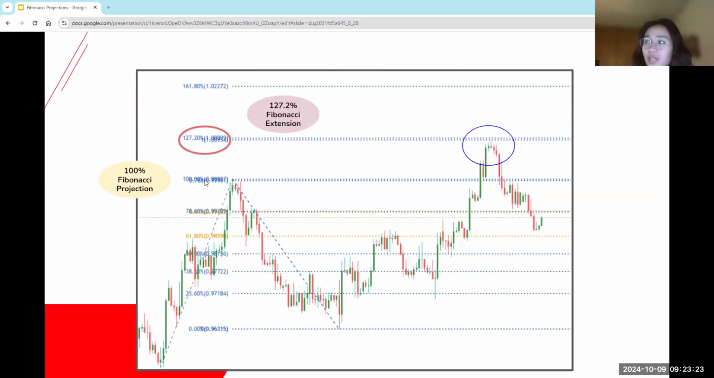So here you can see our 100% projection lines up with this 127 level. The 127 extension is the Nike tick shape. So you can see price breaking out of this 100% and then reversing off of the 127 level. You can see price reversed off nicely off of this confluence area.